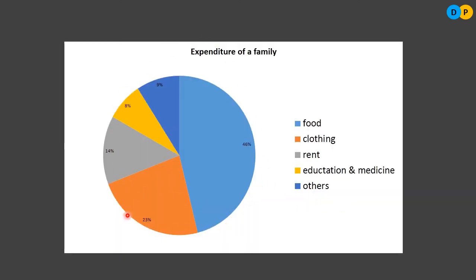Out of all the expenses, the major contributor of expenditure is food, around 46% of the complete expenditure, followed by 23% towards clothing, 14% towards rent, education and medicine 8%, and miscellaneous other things 9%. We were given data in terms of rupees, but later we converted them into the corresponding angles. This is how we can construct a pie diagram. Thank you.